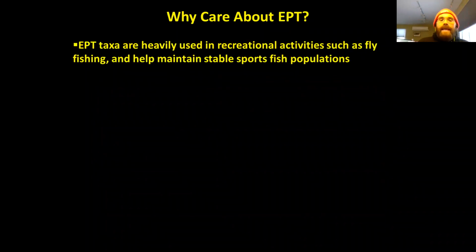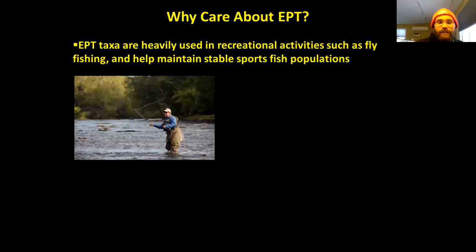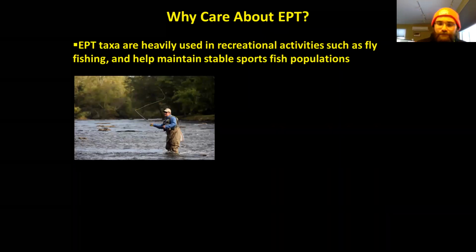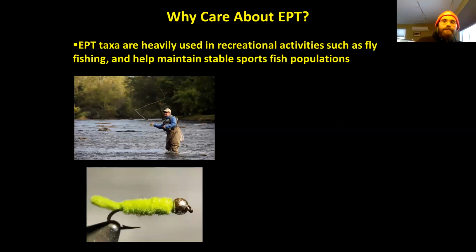And then EPT taxa are heavily used in recreational activities such as fly fishing, and they also help maintain stable sports fish populations. So if we want a healthy trout population that we're using for fishing, we want to make sure that we've got healthy aquatic insects that are in the stream with them to support them. And fly fishermen will use what are known as flies. So think of that as your lure.